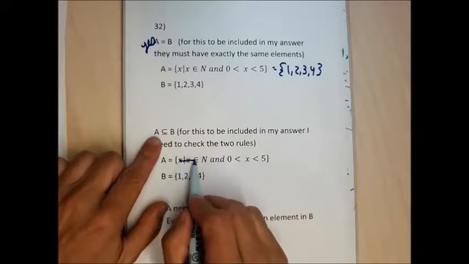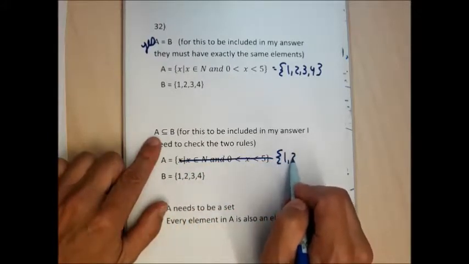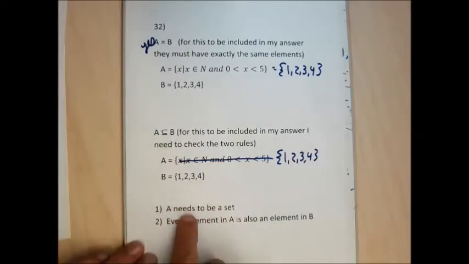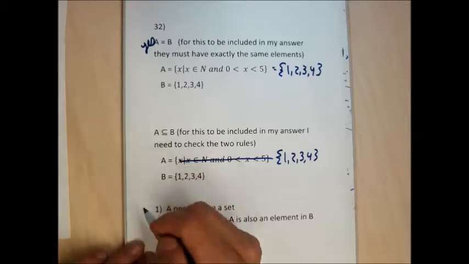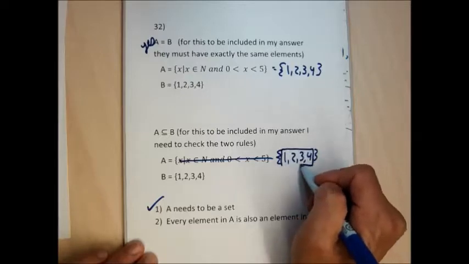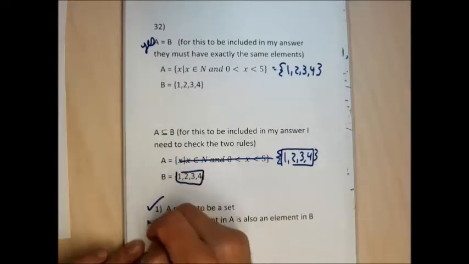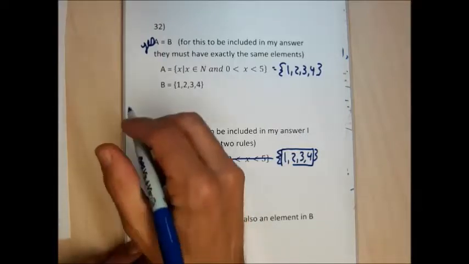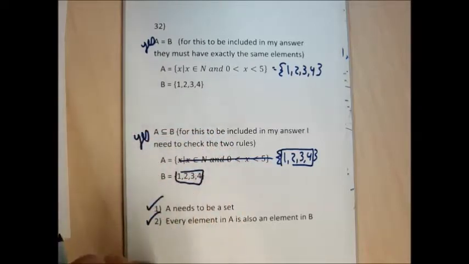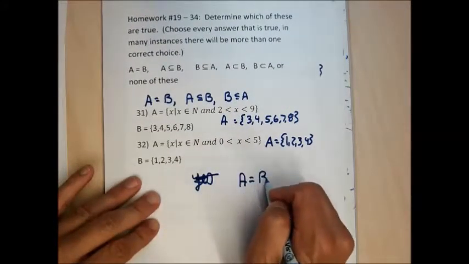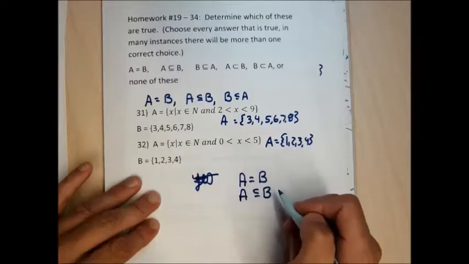A to be a subset of B, where A is a set containing the numbers 1, 2, 3, and 4, and B is a set containing 1, 2, 3, and 4, I have two checks. A needs to be a set, was in set builder notation, so it's a set. And then every element in A needs to be in B. There are 4 elements in A. Those 4 elements are also in B. I satisfy that rule. I don't have the third rule that they can't be equal, so I've satisfied the 2 rules, and that's another big old yes. So part of my answer so far is going to be A equal to B, and A is a subset of B.